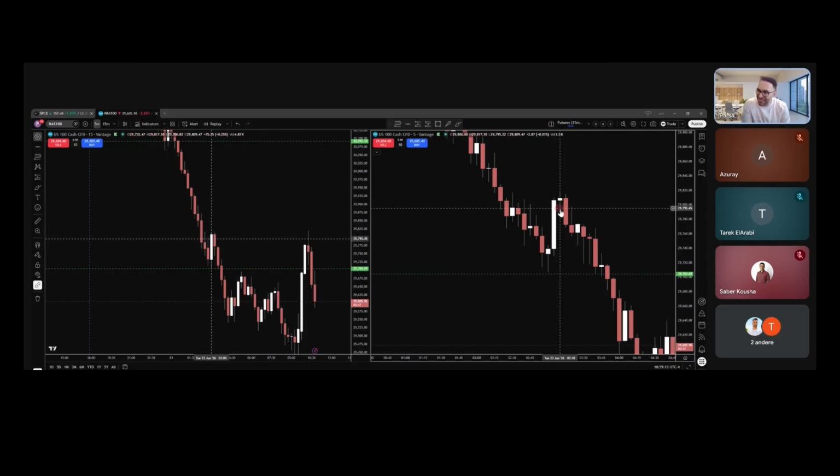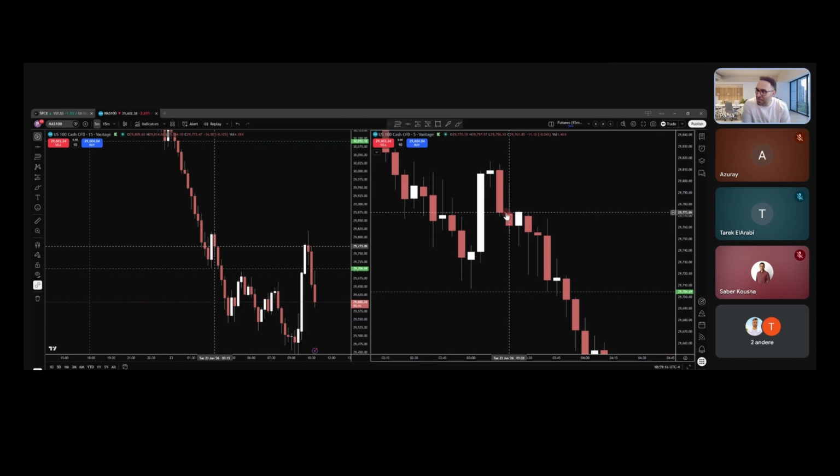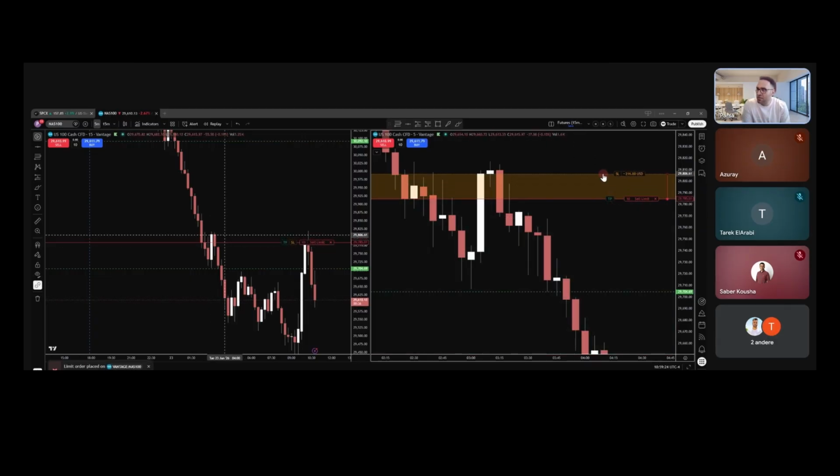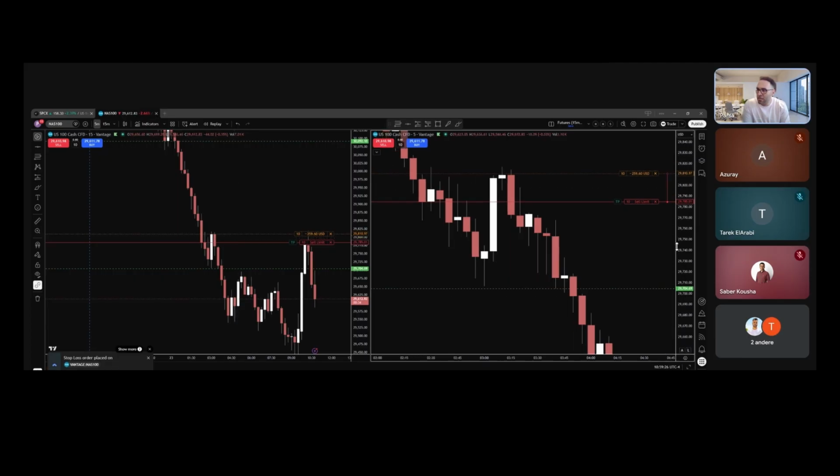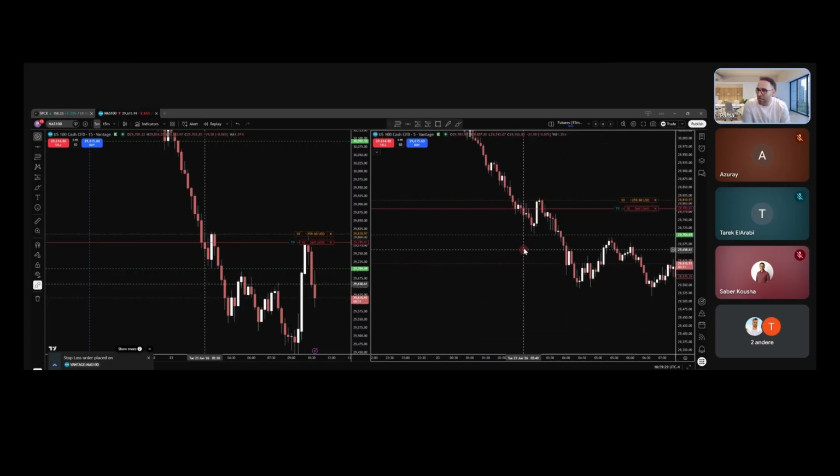But again, here I say, okay, that's a huge one. Maybe the pullback will not reach that one here, so I will do it in the middle here. Especially if I see a wick here, then I say perfect. Stop loss somewhere here. And then I saw, okay, it got rejected here again, and it's trying to go down.